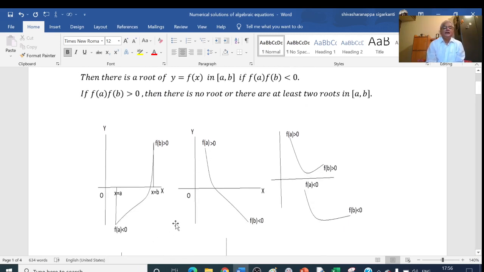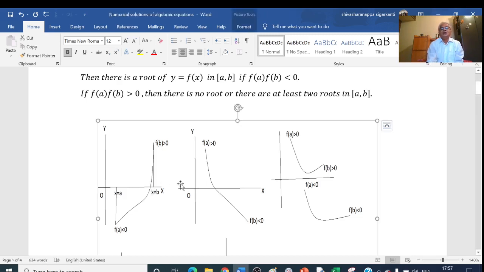Suppose f of a is negative and f of b is positive, then it must cross the x-axis at this point here, provided the function is continuous. Then this is the value of x where f of x is equal to 0, that is, there is a root. Definitely there is a root. Similarly, in the second figure, f of a is positive, f of b is negative, and the function is continuous, then it must cross the x-axis at this point. That is, this is the root. The value of x at this point is the root of the equation.